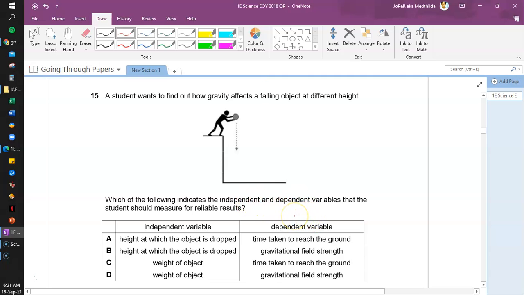So the result of the experiment is normally the dependent variable. So how gravity affects a falling object. Which of these is sort of like the thing that you're going to have a result in? The independent variable is sort of like the thing that you are changing to affect the results.